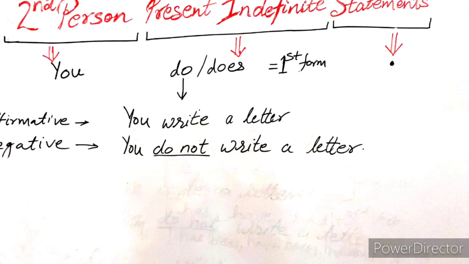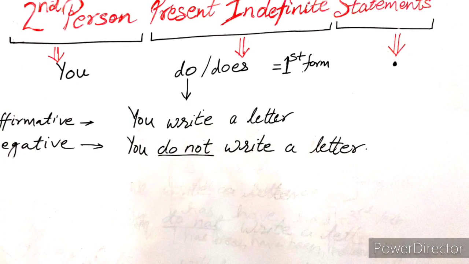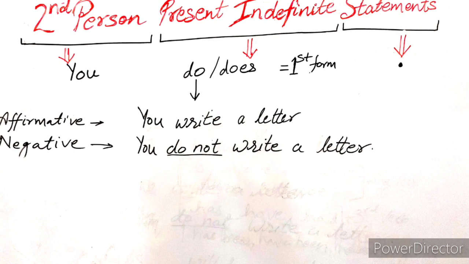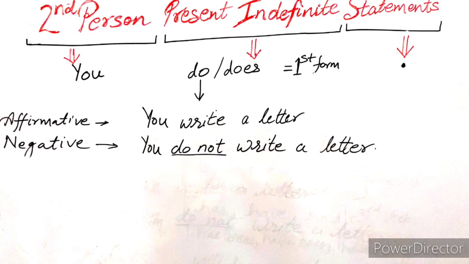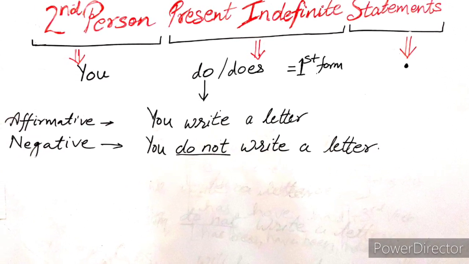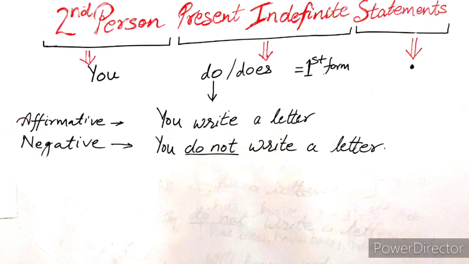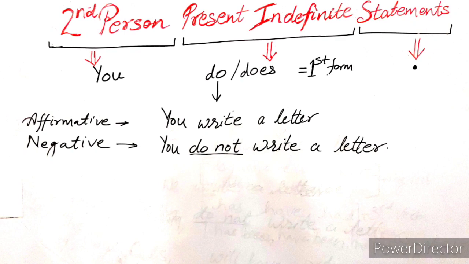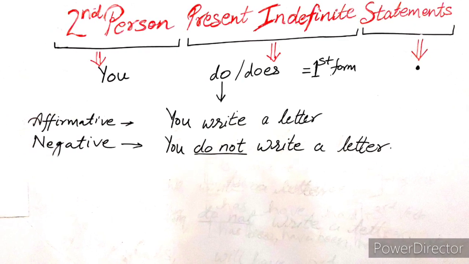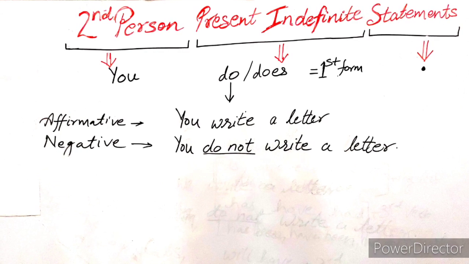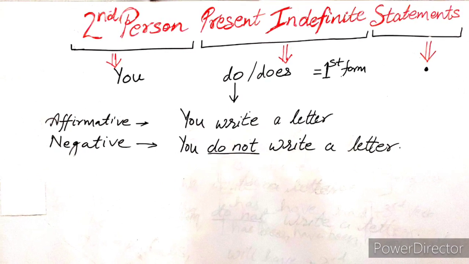Moving to our next section, we have second person present indefinite statements. As we know, you is the second person pronoun, and we use do as a helping verb or first form of the main verb. Remember that you is always followed by a plural form of the main verb. So if we want to make an assertive sentence, we can say you write a letter. And in negative sentence, we can say you do not write a letter.